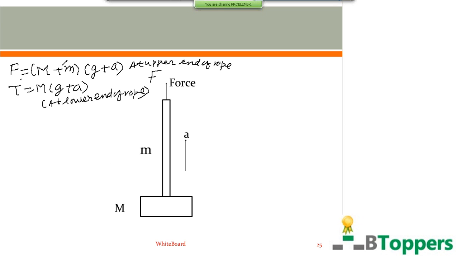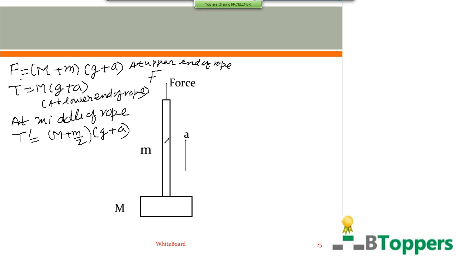This capital F represents the pulling force applied at the upper end of the rope, or you can say the tensional force acting at the top end of the rope, which is (capital M plus small m) into (g plus a). And we have calculated the tensional force acting at the middle of the rope, acting normal to the area of cross section at the middle of the rope. That will be equal to (capital M plus small m) by 2 into (g plus a). So there will be a tensional force acting normal to every cross section of the rope.